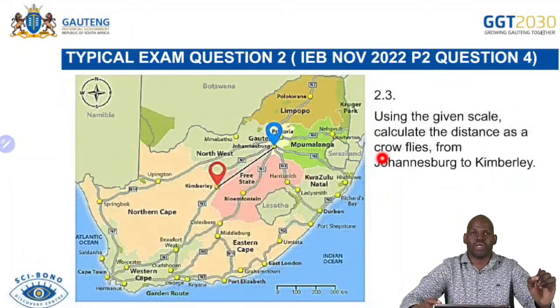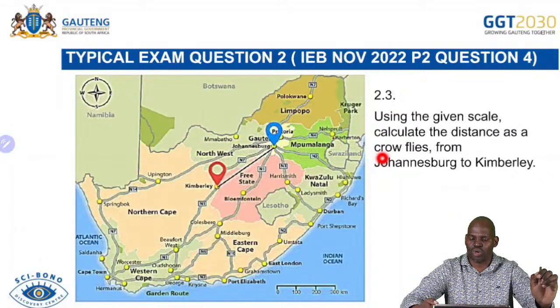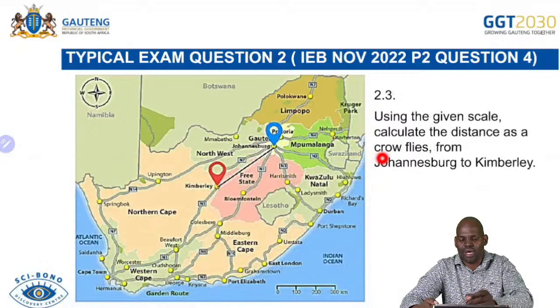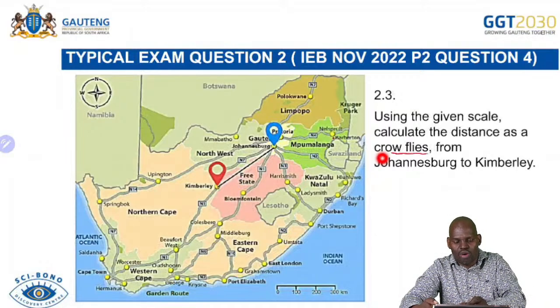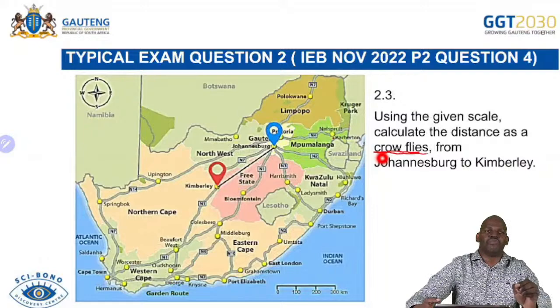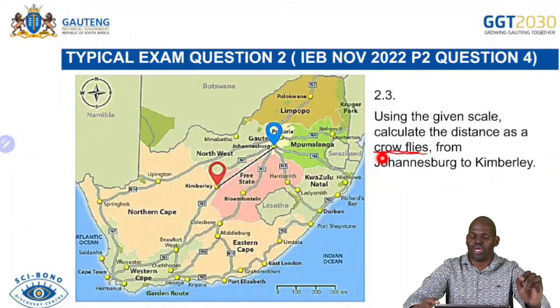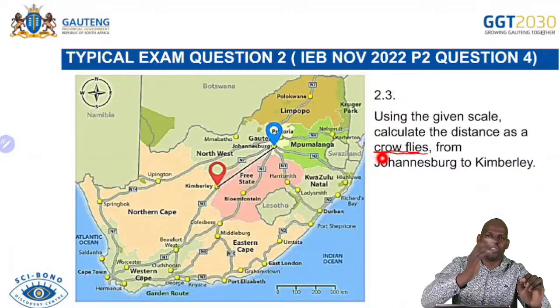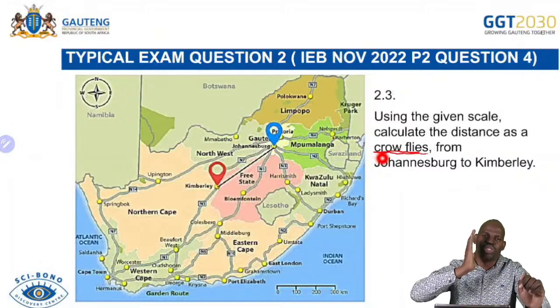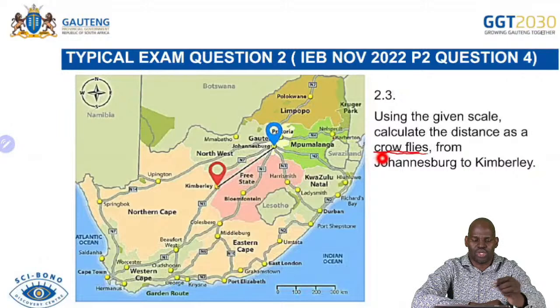Okay, then the next question, number 2.3, use the given scale. Calculate the distance as the crow flies from Johannesburg to Kimberley. So very important, crow flies. We all know that if you have to travel from Johannesburg to Kimberley, the route is not straight. So if we have to follow the route, it means we will not be able to use a ruler.